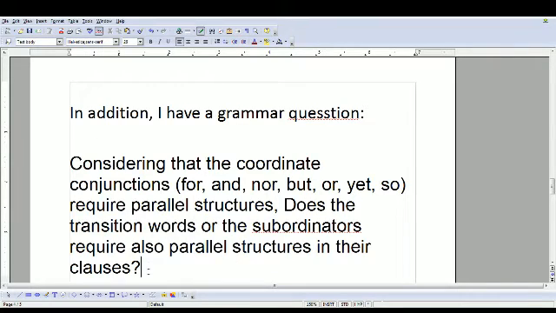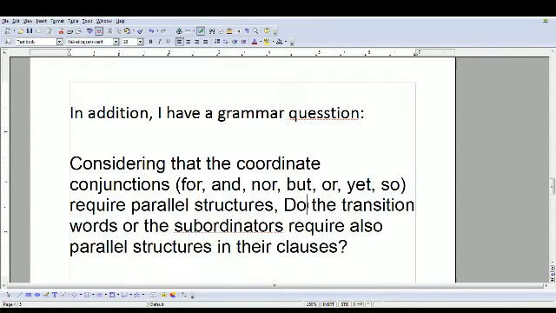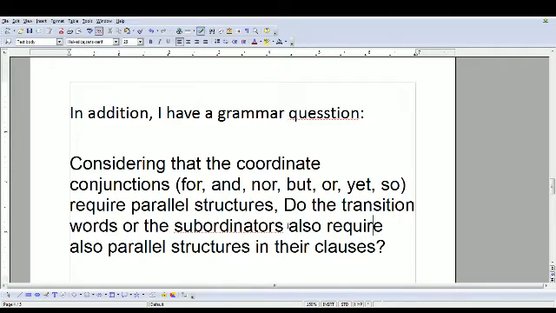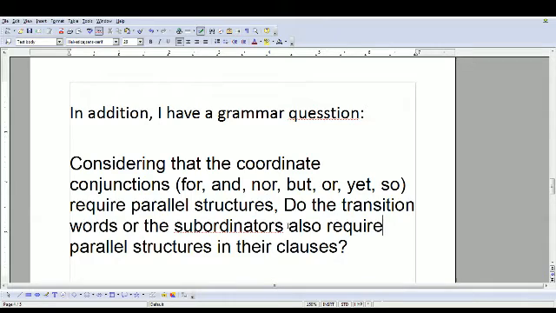Okay, so here's your question. You say, considering that the coordinate conjunctions for, and, nor, but, or, yet, and so require parallel structures, you want to say here, instead of does maybe, do the transition words or the subordinators also require parallel structures in their clauses, all right?